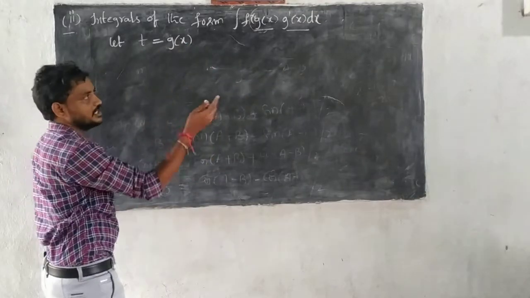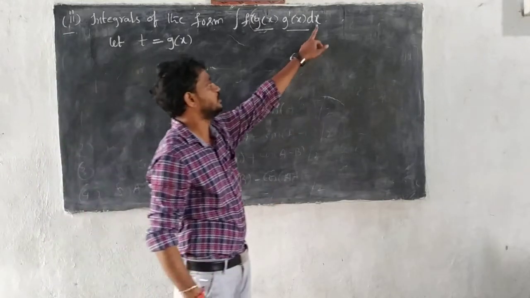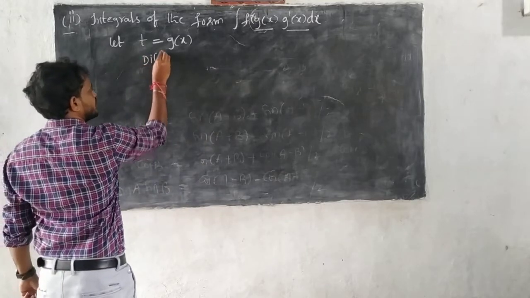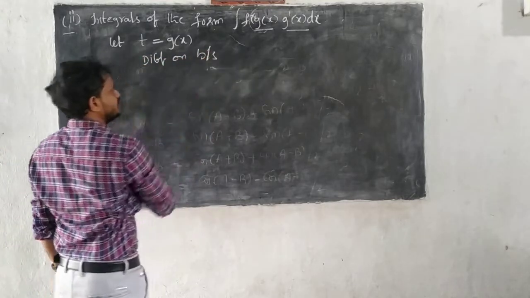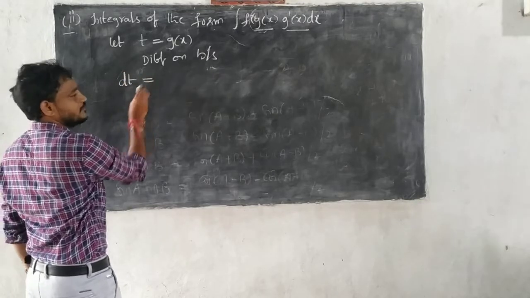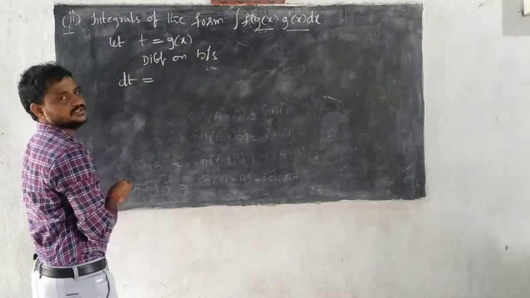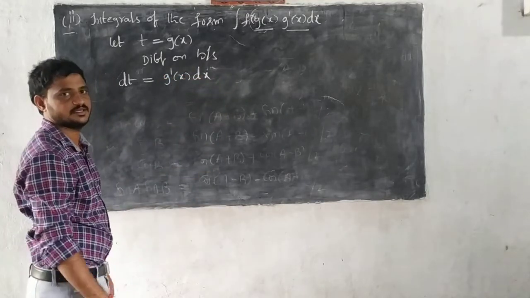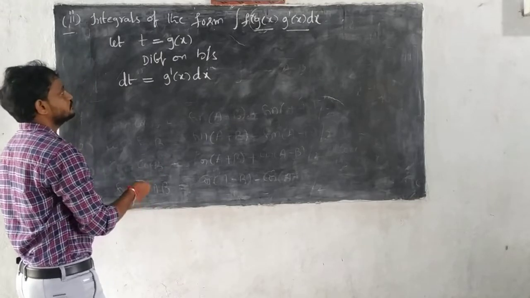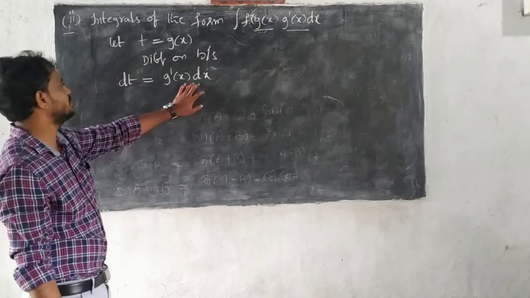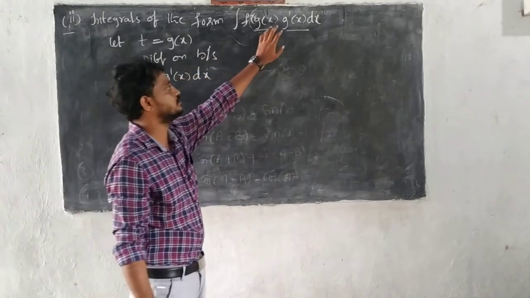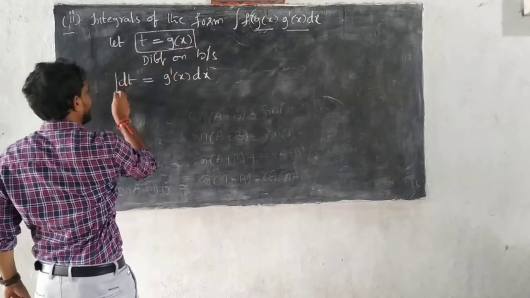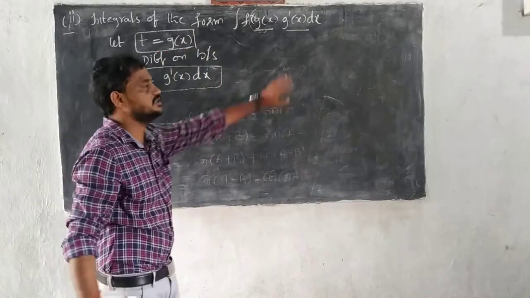Then differentiate on both sides because we have to get dx. So what will you get here? dt equals the differentiation of g of x, which is g dash of x into dx. Right? Now substitute these values, that is t equals g of x and dt equals g dash of x dx, in the given function.